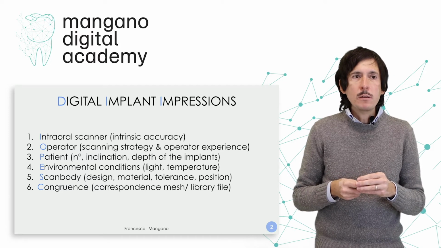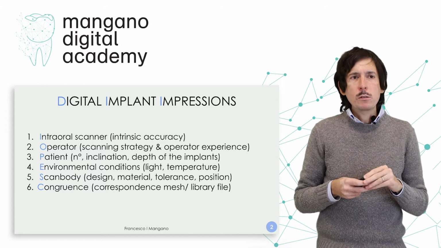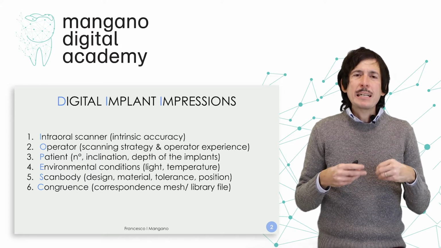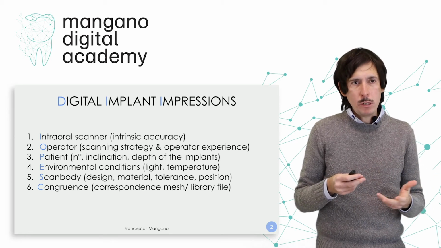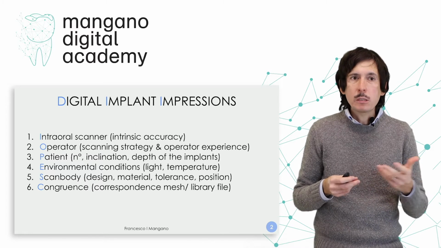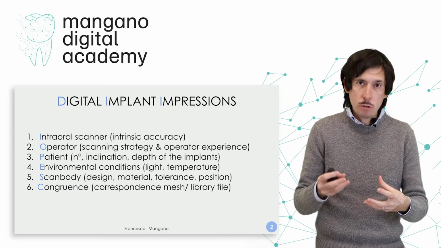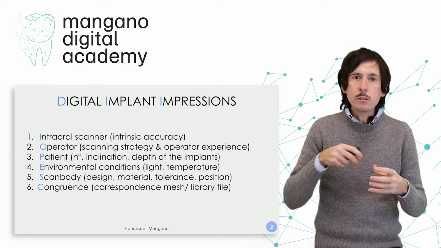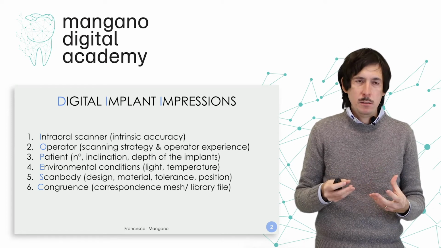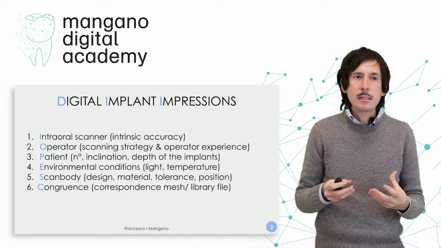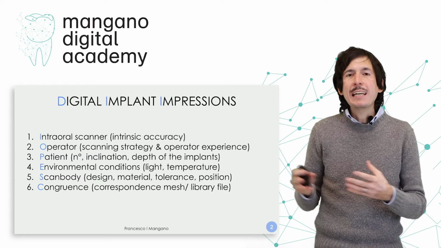And one of the most important things is the scan body, of course, because it is not merely a transfer of the implant position like it was during the analog impression. Here it is more, because the design, the material of the scan body, the tolerance in the manufacturing of the scan body, the position when we screw it, and the torque are very important. So, I mean, they can affect the final quality of the impression, as well as the lack of congruence between the mesh of the scan body and the library file.